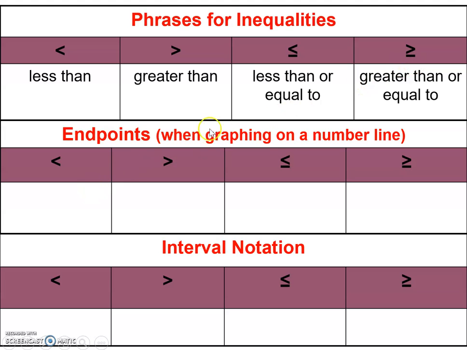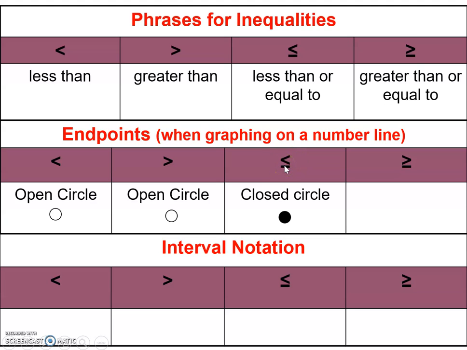When we have endpoints, so when graphing on a number line, this symbol here means we have an open circle on that graph. This one here is also going to be an open circle on that graph. You can see when we have an or equal to, that's when we close the circle. So we call it closed circle for each of these. Less than or equal to, closed circle. Same thing with greater than or equal to.